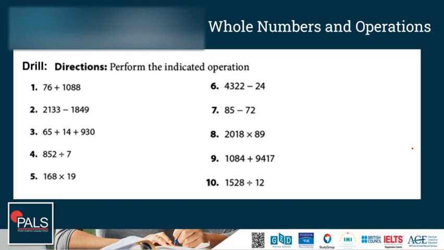So if you are finished, then let's answer. Number 1, 76 plus 1088. The answer is 1164. Number 2, 2133 minus 1849. The answer is 284. Number 3, 65 plus 14 plus 930. The answer is 1009.